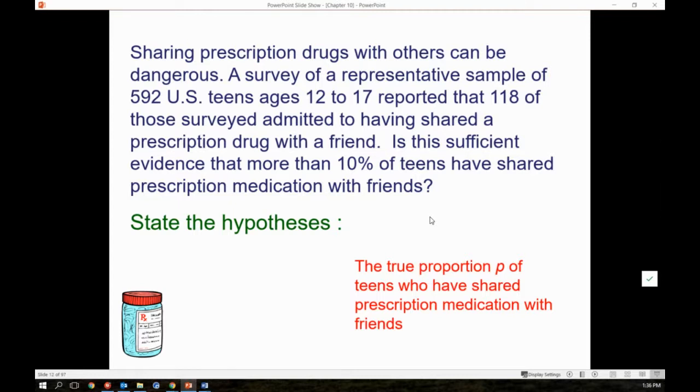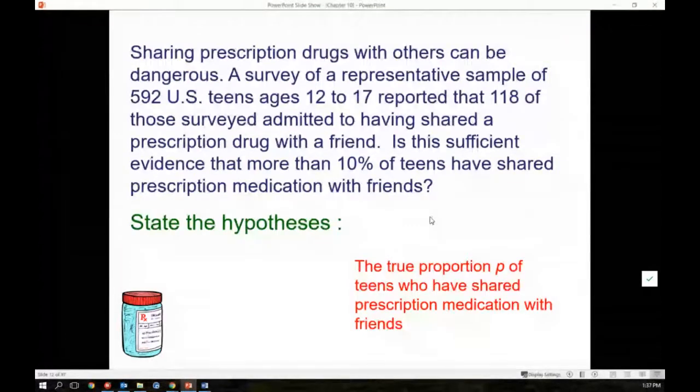So we're just going to say p is what? Well, I want to start with my alternative hypothesis. That's what I'm wanting to prove. So what am I really wanting to show? That p is greater than 10%, or 0.1 as a proportion. So that would be my alternative, HA.